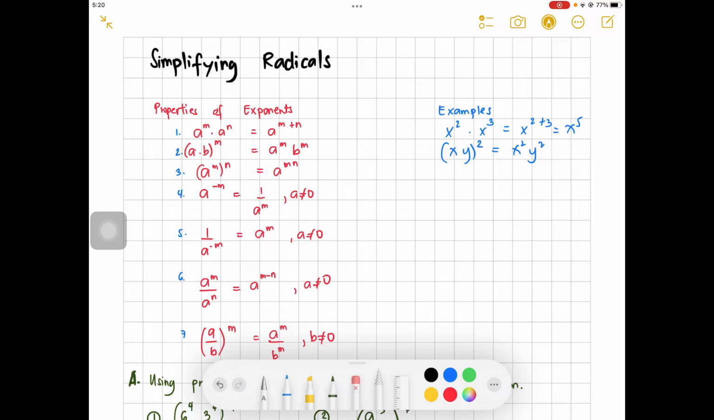Next, a raised to m raised to n. In this case, we multiply the exponents. For example, x raised to 5 raised to 2. The answer is x raised to 10.